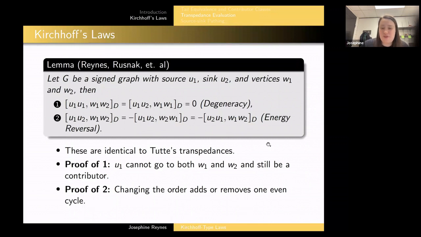And so the proofs of these are actually pretty straightforward. So for the first one, U1 is not allowed to go to both W1 and W2 and be a contributor. That's just by the definition, because you're mapping paths of length 1 in, and a path can't go to two different places if it's of length 1. So for the proof of 2, that one's a little more involved, but the basic idea of it is that if you change the order of the U's or the W's, you're adding or removing exactly one even cycle in the graph. And if you remember the signing function, it was -1 to the number of cycles, negative components, and backsteps. So if the only thing I'm doing is changing the number of even circles by exactly 1, I'm definitely going to be changing the sign.